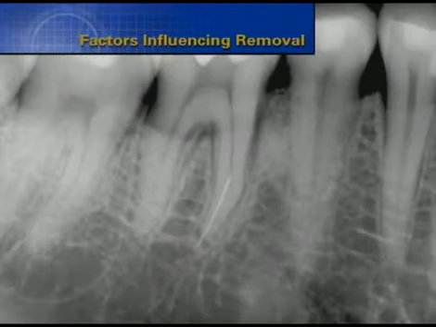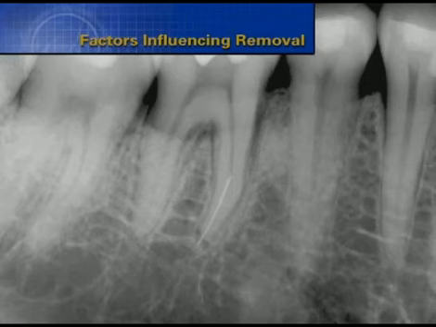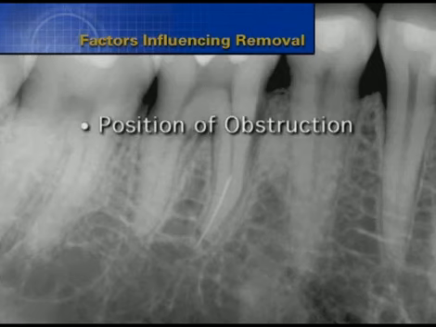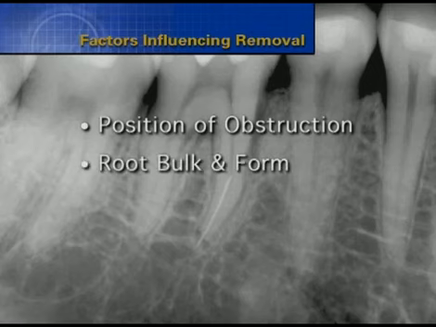Several factors need to be appreciated before discussing the techniques utilized for broken instrument removal. The ability to non-surgically access and remove an obstruction will be influenced by its position in the canal. A general rule of thumb is, if one third of the overall length of an obstruction can be exposed, it can generally be removed. The potential to safely remove a broken instrument is further limited by root morphology, including the thickness of dentin and the depth of external concavities.